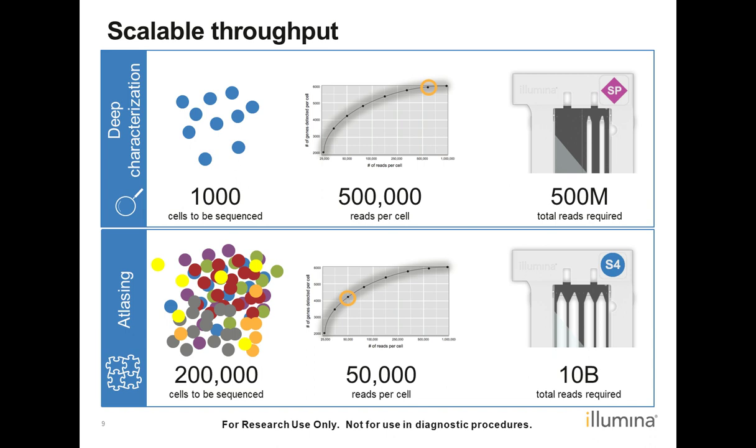On the other hand, if what you would like to do is more of an atlasing approach, you take around 200,000 cells of a particular tissue or organ to understand the cellular composition of that tissue or organ. And you profile those cells at 50,000 reads per cell, needing 10 billion reads in total. And this is an excellent fit for an S4 flow cell. So as you can see, you can do both these studies and also everything in between using the same system, simply by selecting the optimal flow cell to use.